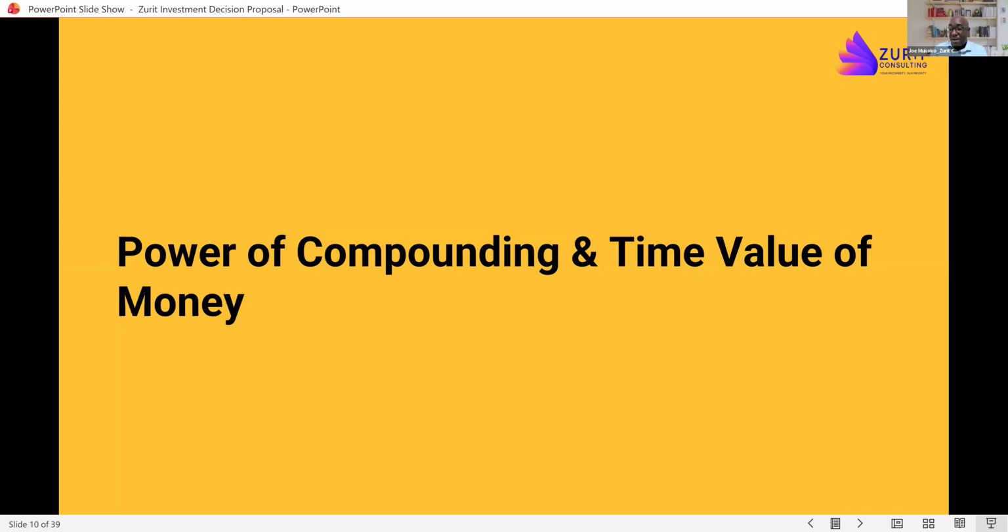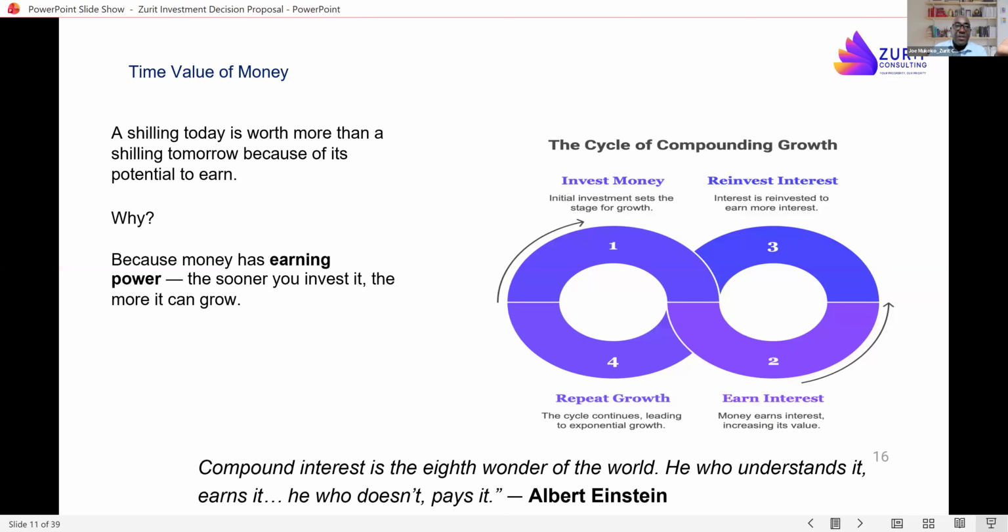But now we are also looking at, because we are talking about capital preservation, how then do we continue doing this? Remember, a shilling today is worth more than a shilling tomorrow because of its potential to earn. And for it to earn, we look at the cycle of compounded growth. One is for you to invest money. And investing money means looking at your budget, looking at where you are, and seeing what you can allocate to an investment that will grow. Then secondly, make sure that where you're investing is earning interest.